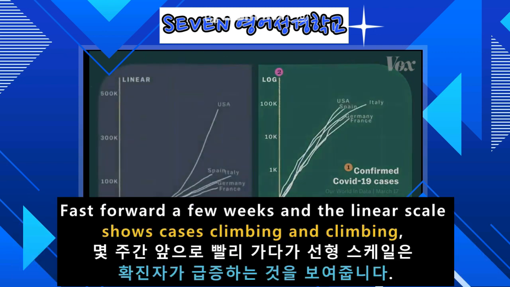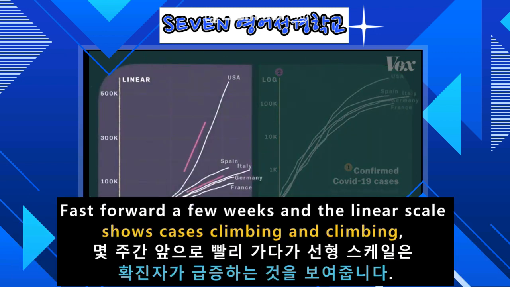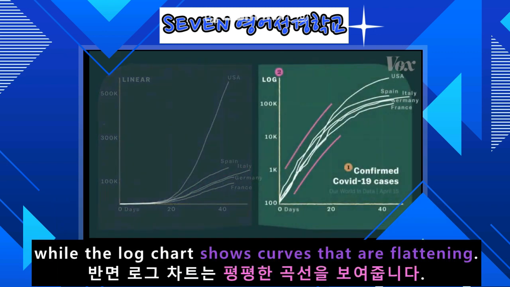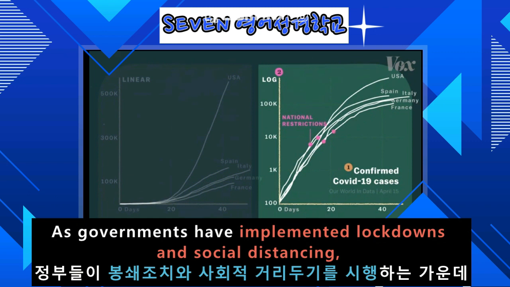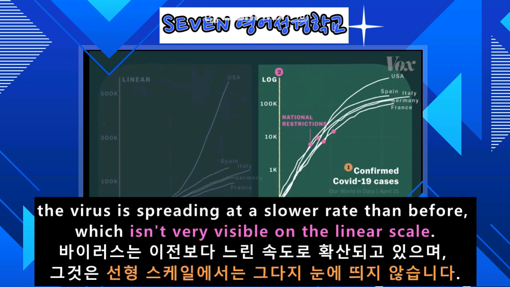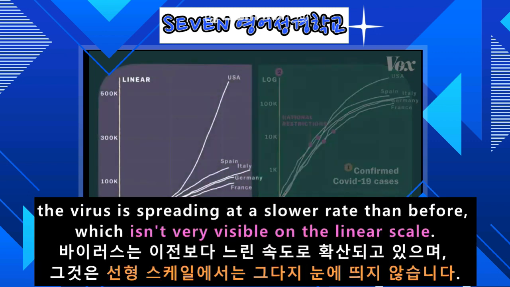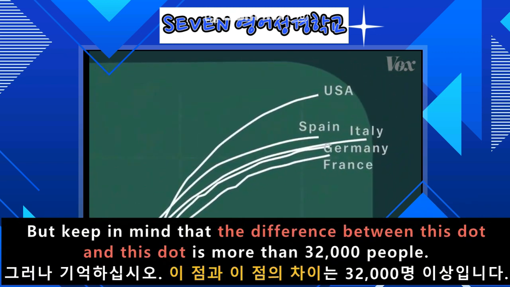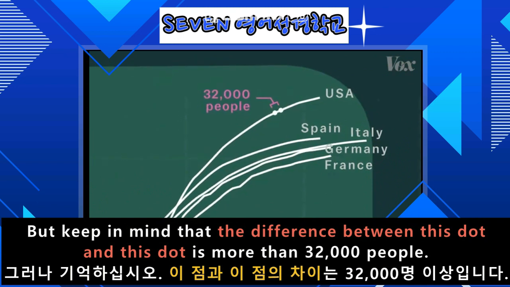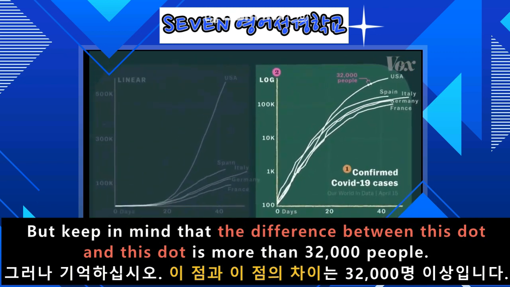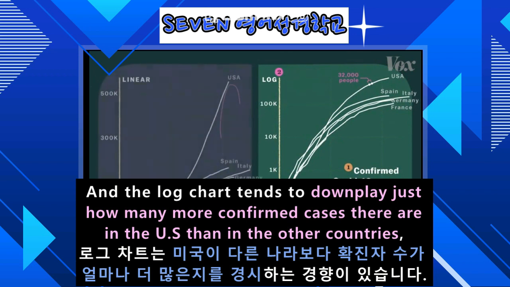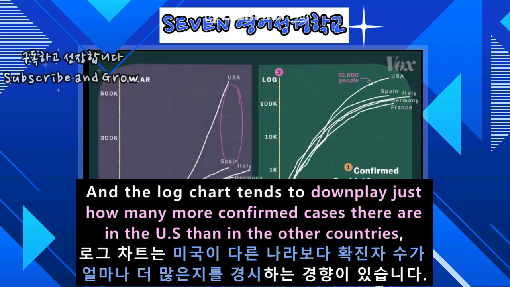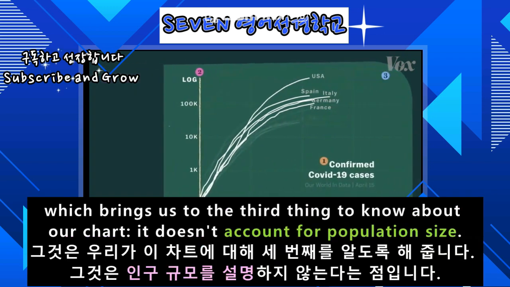Fast forward a few weeks, and the linear scale shows cases climbing and climbing, while the log chart shows curves that are flattening. As governments have implemented lockdowns and social distancing, the virus is spreading at a slower rate than before, which isn't very visible on the linear scale. But keep in mind that the difference between this dot and this dot is more than 32,000 people. And the log chart tends to downplay just how many more confirmed cases there are in the US than in the other countries. Which brings us to the third thing to know about our chart.